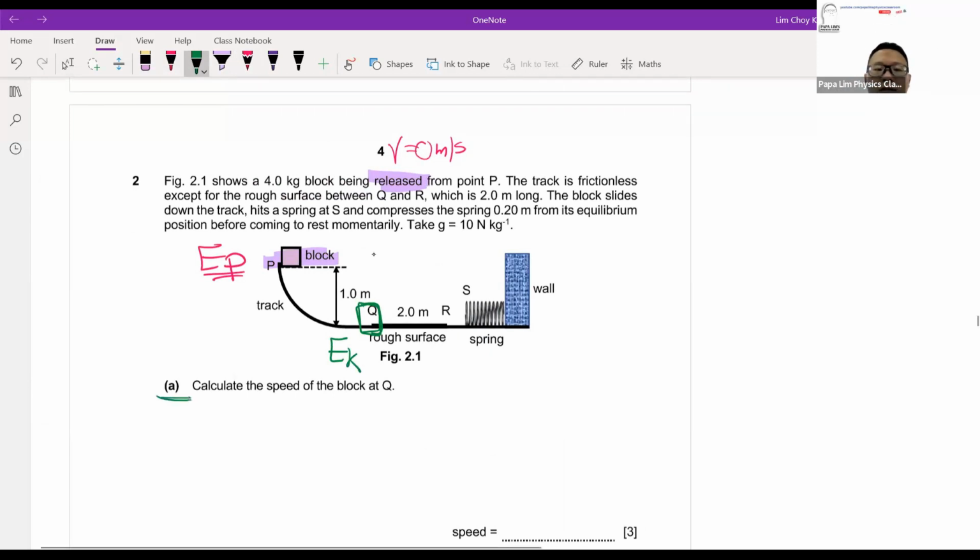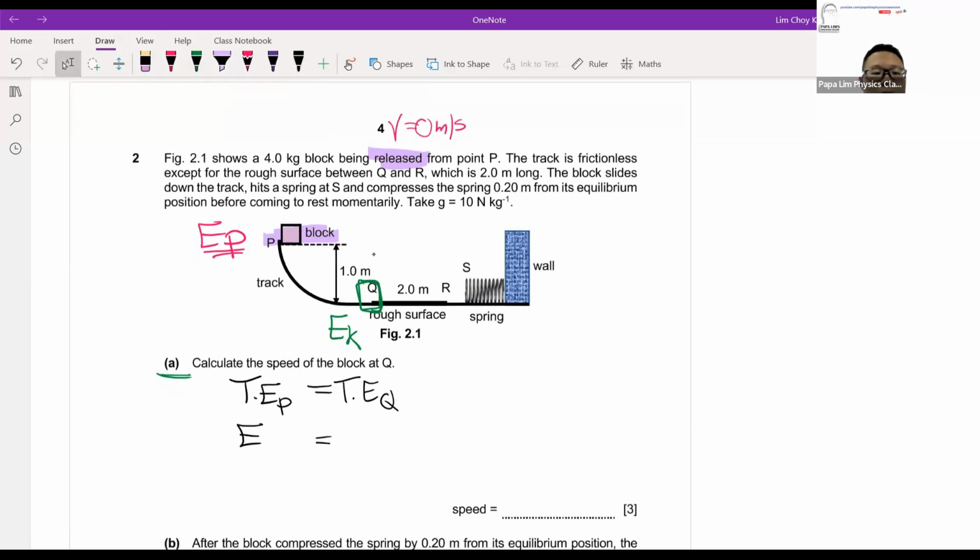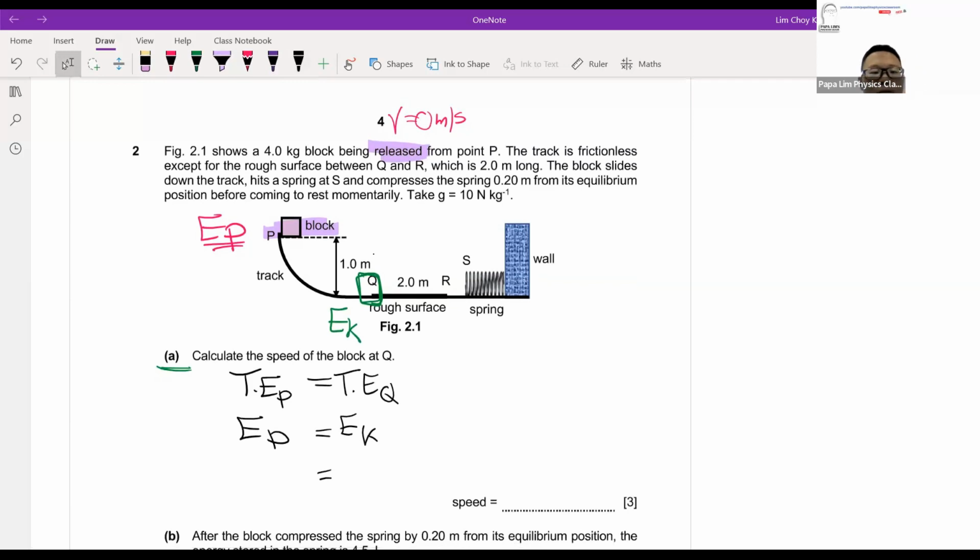For question A, I need to find the speed at Q. I will just use simple conservation of energy for positions P and Q, because the total energy at P will be equal to the total energy at Q. What energy are we looking at? At P, I only have potential energy. At Q, I will only have kinetic energy. So here I will substitute in all the formulas, and I should be able to get the answer straight away.